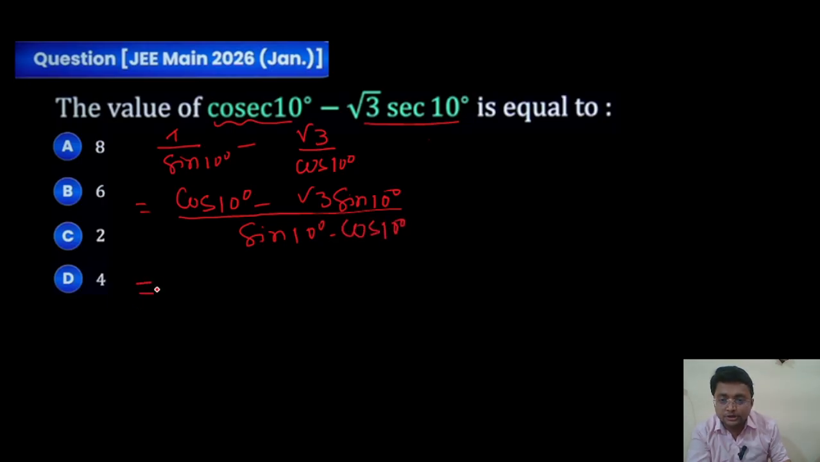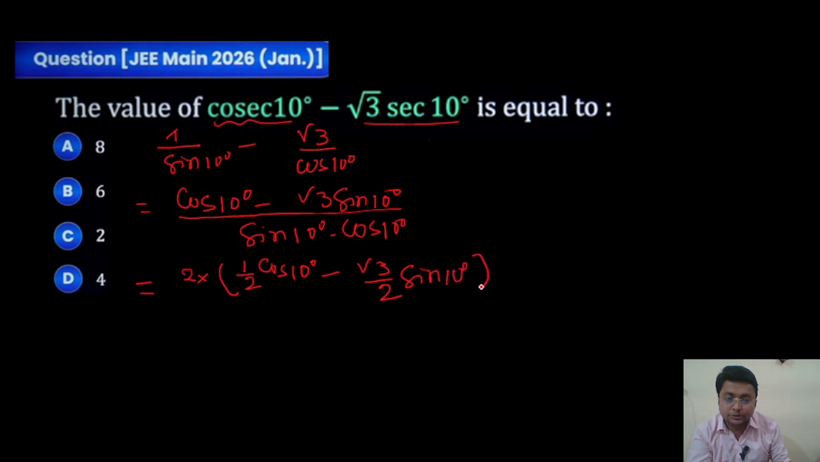So what you can do here is multiply by 2 and divide by 2. So we multiply and divide by 2. So here it is cos 10 degree minus root 3 by 2, and here it is sine 10 degree, divided by sine 10 degree into cos 10 degree.